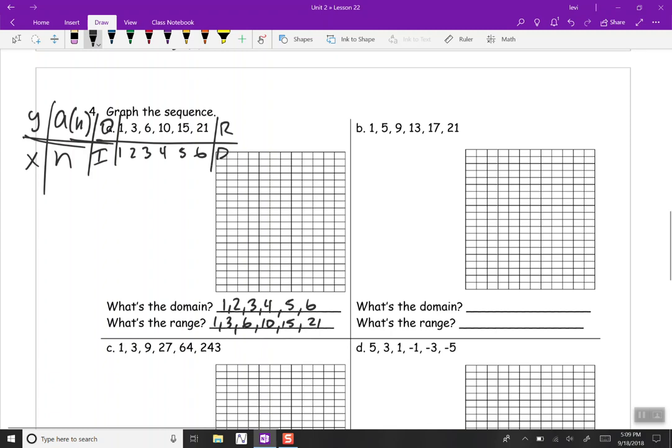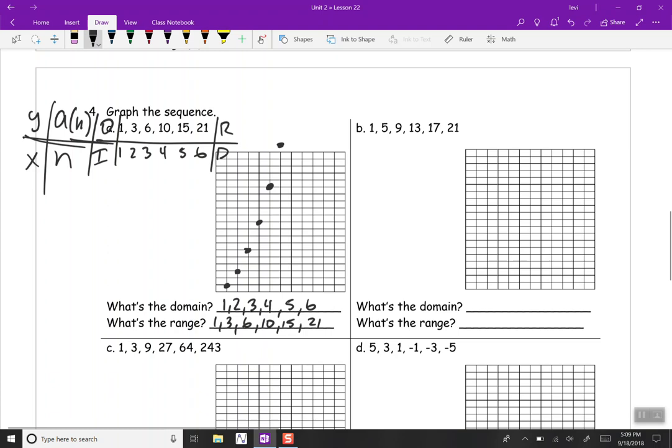So we're just plotting these points. Our first point is (1, 1), then (2, 3), (3, 6), (4, 10), (5, 15), and (6, 21). So there's that graph.